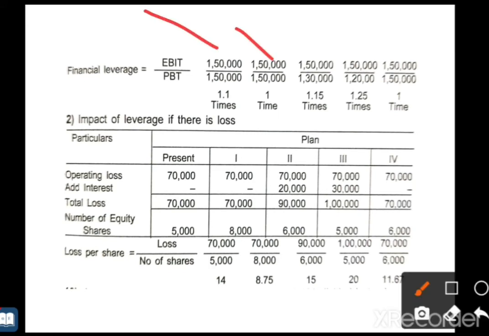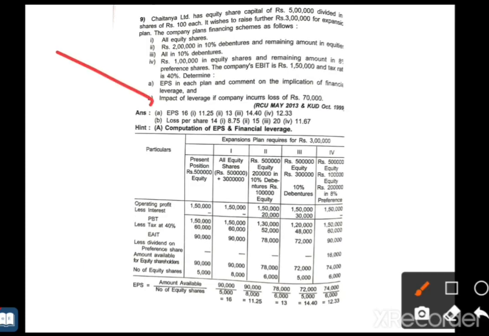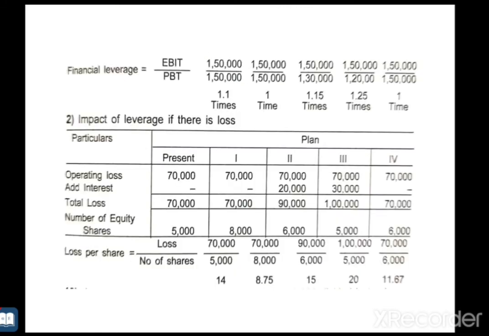Existing plan, plan 1, 2, 3, 4. So EBIT remains the same, PBT will change. Based on that we calculate the financial leverage. So existing is 1.1 and plan 1 is 1, plan 2 is what, 1.15, and plan 3 is what, 1.25, plan 4 is what, 1 time of financial leverage. And next, second is what, the impact of leverage if the company is incurring a loss of 70,000.